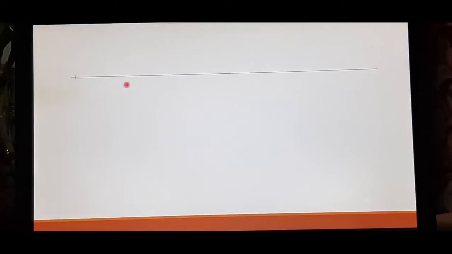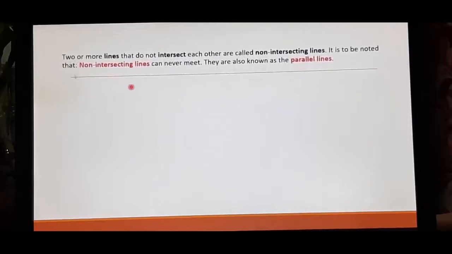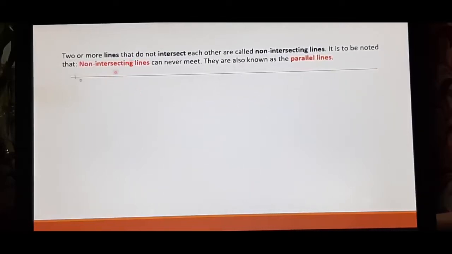The other type of line is non-intersecting line, and non-intersecting lines are also known as parallel lines. Two or more lines that do not intersect each other are known as non-intersecting lines, and it is to be noted that non-intersecting lines can never meet.